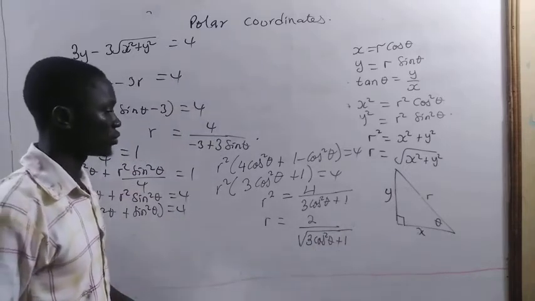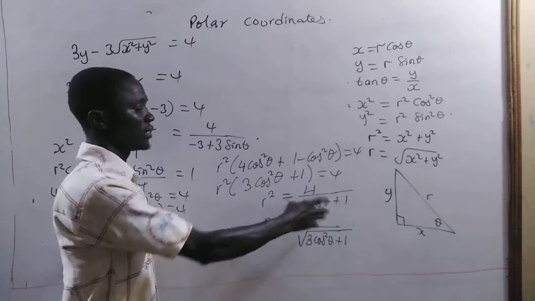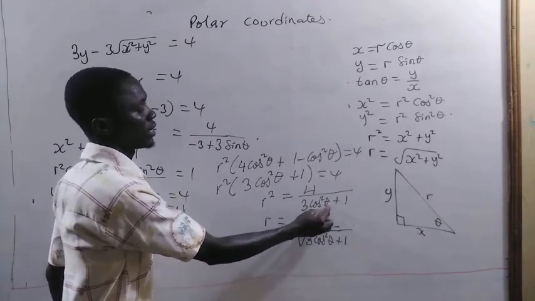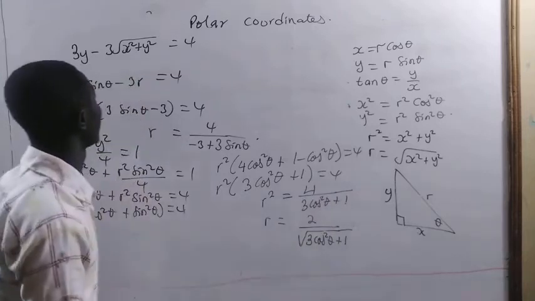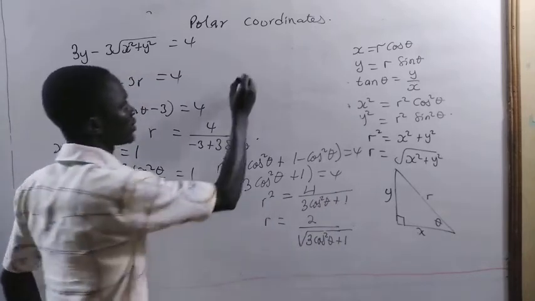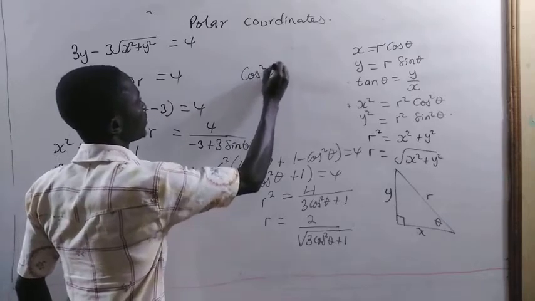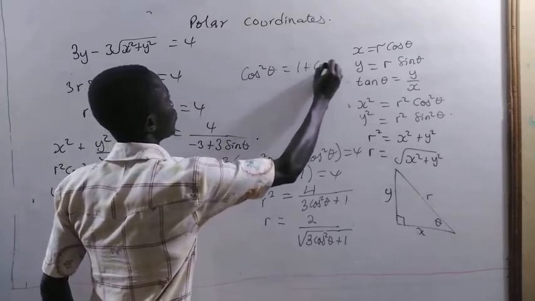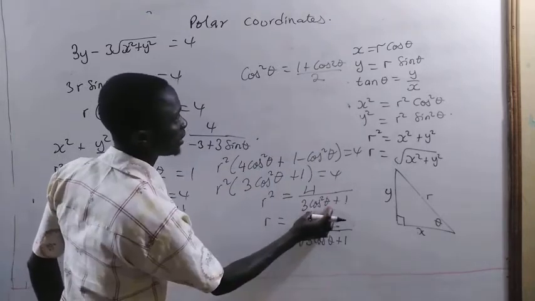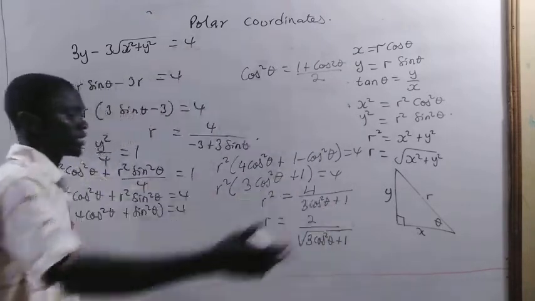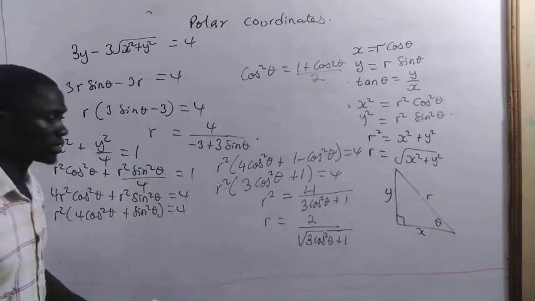If you like, you can leave your answer here. And if you like, when you reach here, you can substitute for cosine squared of theta and then simplify it further. Because I've told you that cosine squared of theta is equal to 1 plus cosine of 2 theta divided by 2. So you can put that one here and then simplify to get another result.